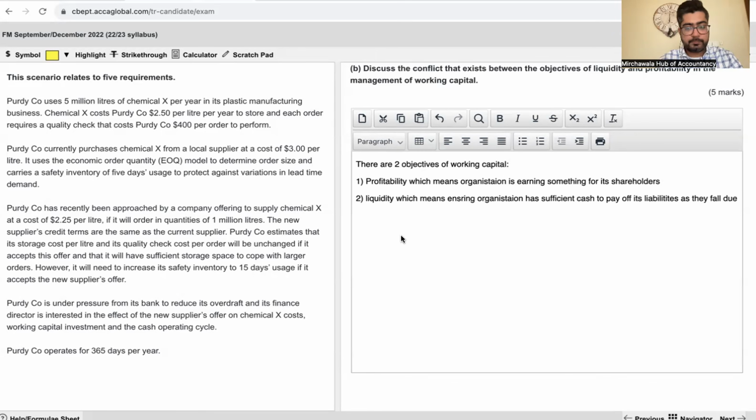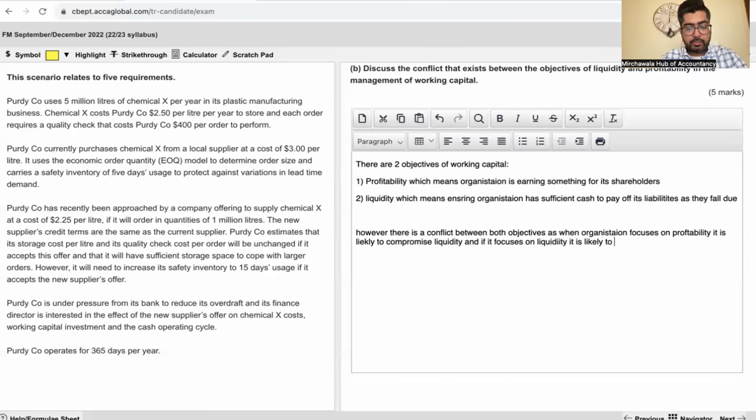However, there is a conflict between both objectives, as when the organization focuses on profitability, it is likely to compromise liquidity, and if it focuses on liquidity, it is likely to compromise profitability.